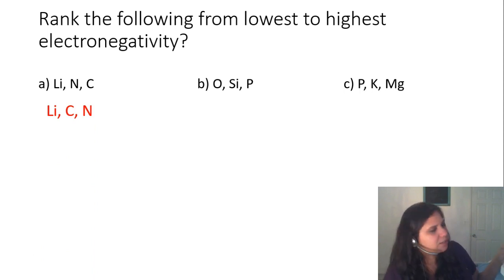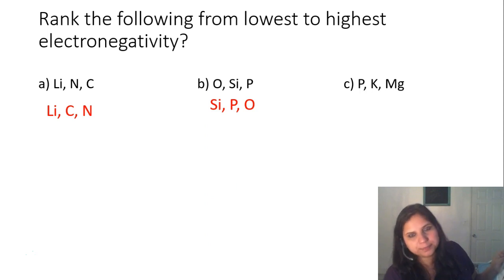Okay, then oxygen, silicon, and phosphorus. Those are in the same general area. In terms of shells, oxygen has the least amount of shells, so it's the strongest. Between phosphorus and silicon, silicon is furthest to the left, so it has less of a nuclear charge, so it's weaker than phosphorus. So it would look like this: silicon, phosphorus, oxygen.